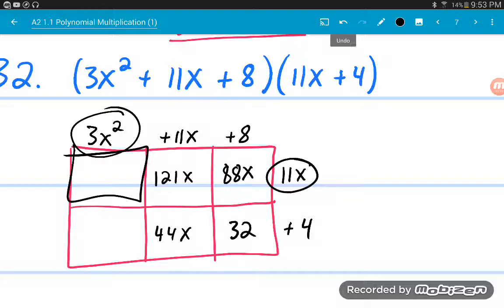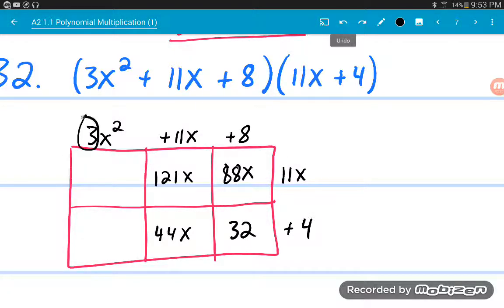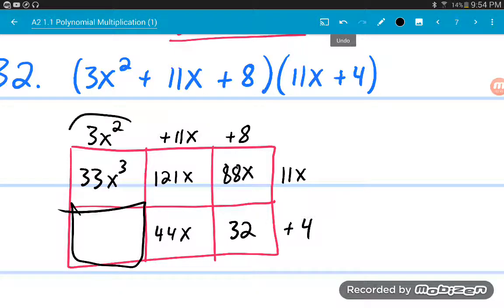If you feel disheartened by these, or these seem confusing to you, just remember that you're multiplying the number times the number and then the variables. So 3 times 11 is 33. X squared times x is x cubed, or x to the third. The bottom left, last box, it's going to be 3x squared times a positive 4, which is going to be 12x squared.